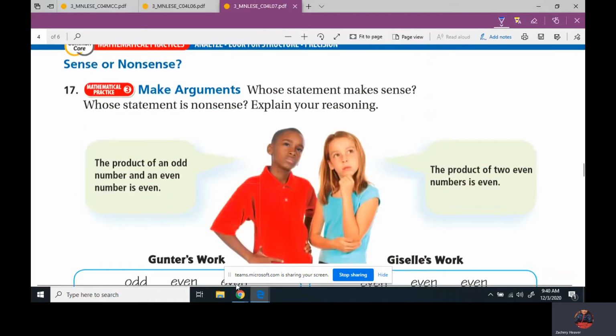So these are our rules. Let me write our rules right here. Odd times odd equals odd. Odd times even equals even. Even times even equals even.